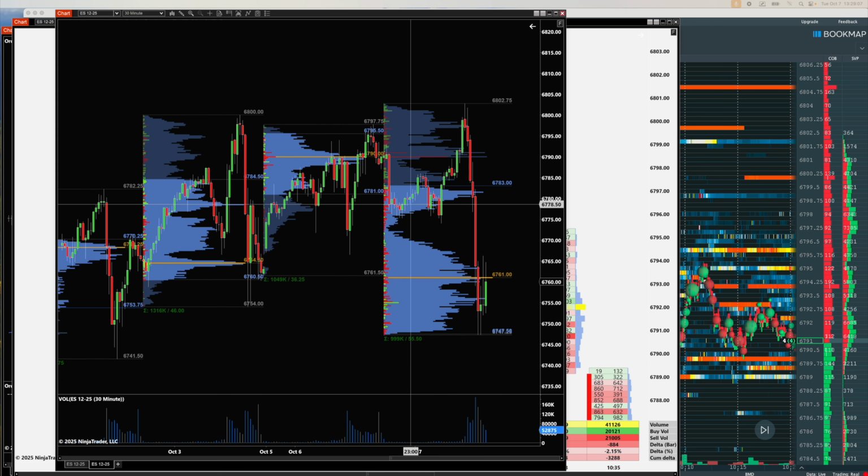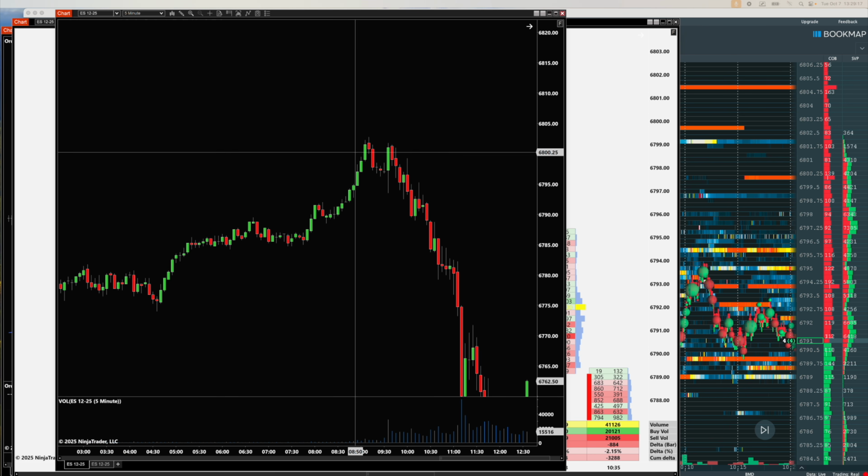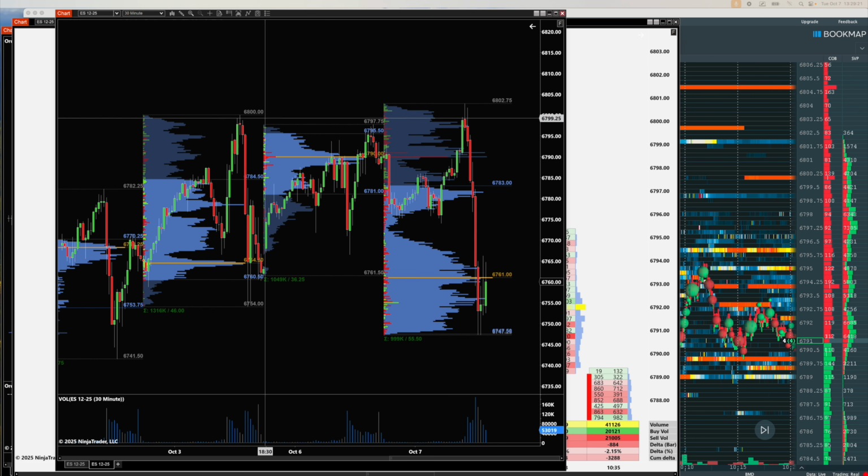So here was my game plan for this morning. We popped up in the pre-market and just got barely over the 6,800 level. You can see that here on this chart. 6,800 was Friday's very high at 12:30. We popped up right to that price and then rejected majorly.